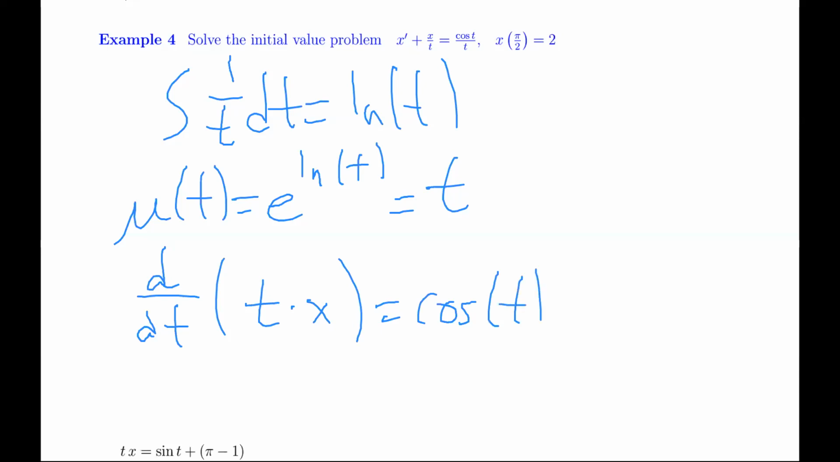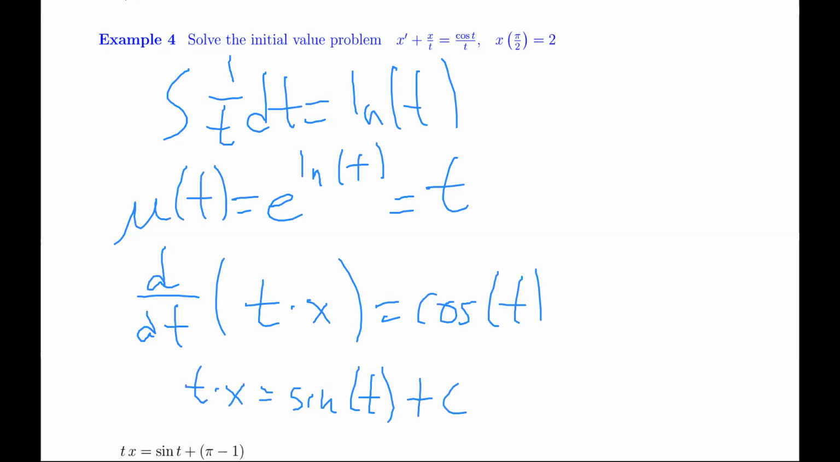Then we need to integrate both sides. We integrate the left side, and we're always just going to get t times x, the integrating factor times x. Integrate the right-hand side. The integral of cosine is positive sine. And of course, we integrate, so we get a positive c out there as well.